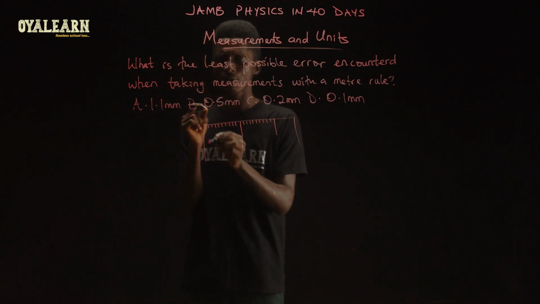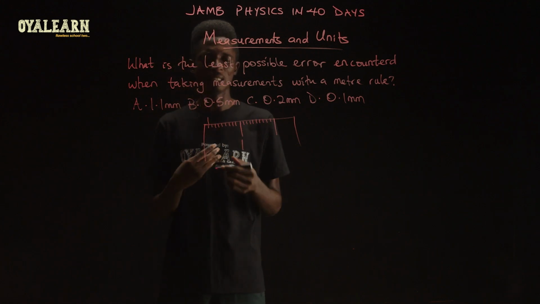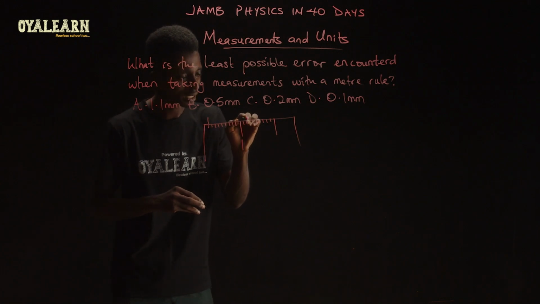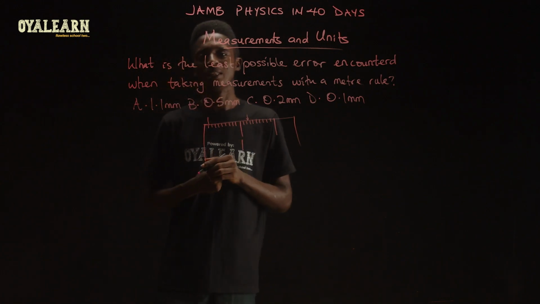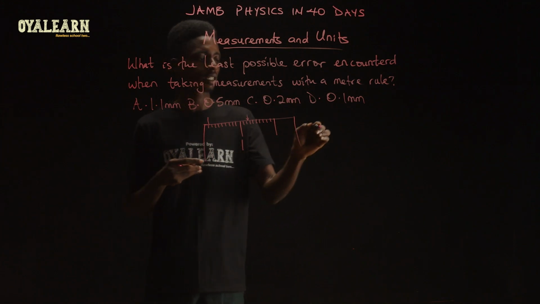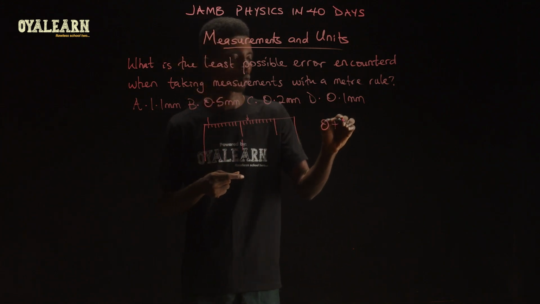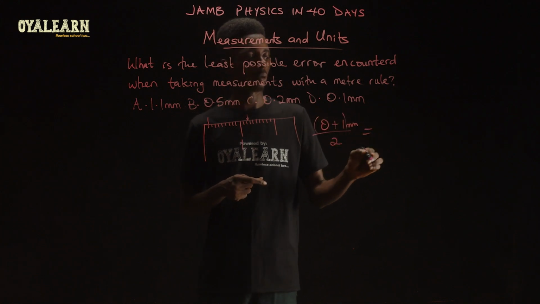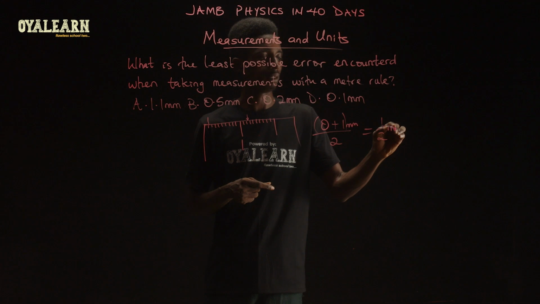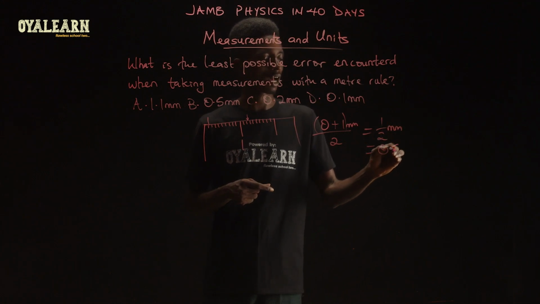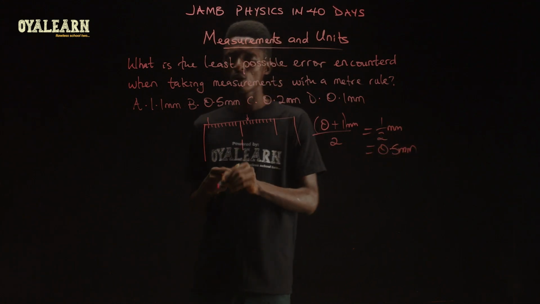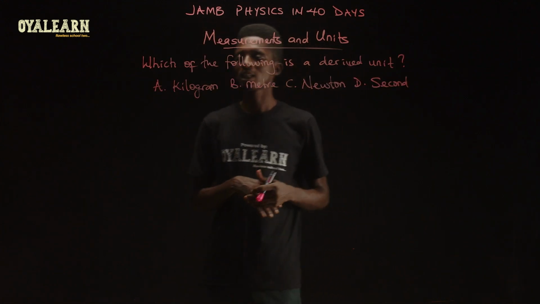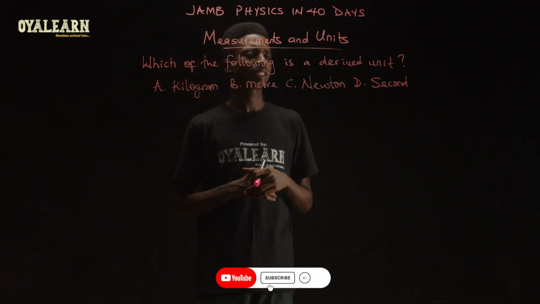Now you will see that if we get to this point, we know that is simply 1 millimeter and on. So the smallest error you can get is when it falls between each of the millimeters. So we see that what we have there is between 0 plus 1 millimeter, divide that by 2, and what we have is 1 divided by 2 millimeter. So our answer is 0.5 millimeters. The correct option, B. In this question, it asks, which of the following is a derived unit?